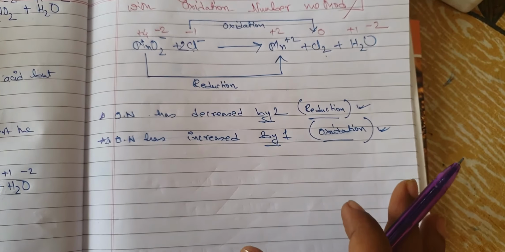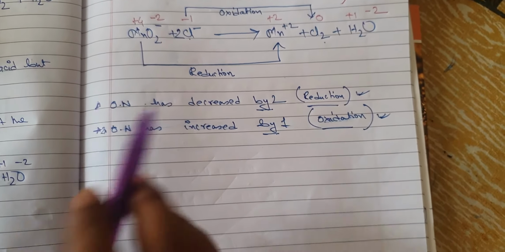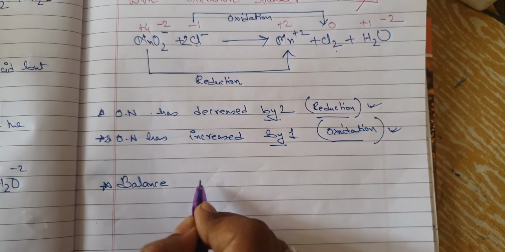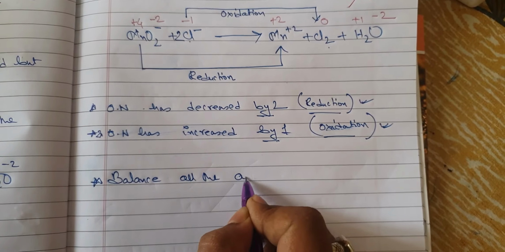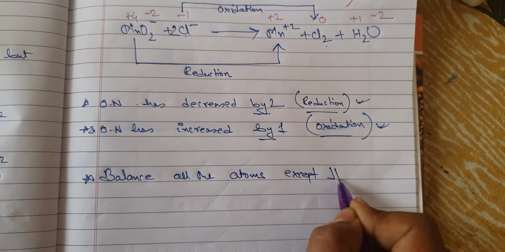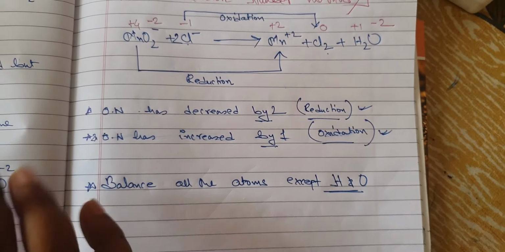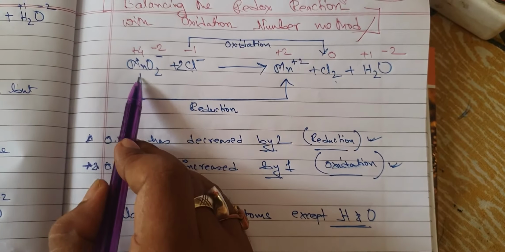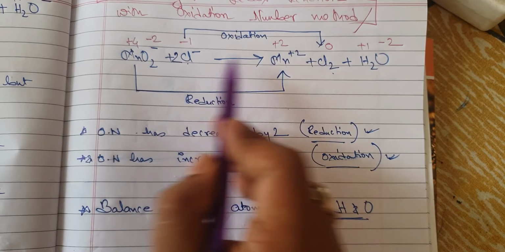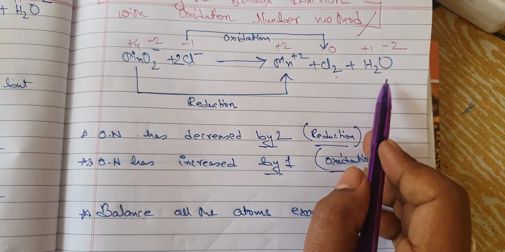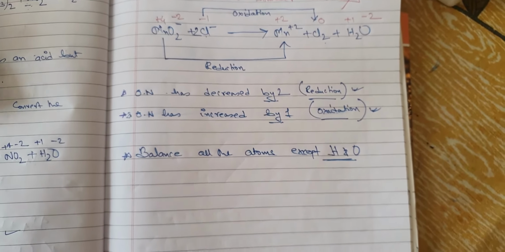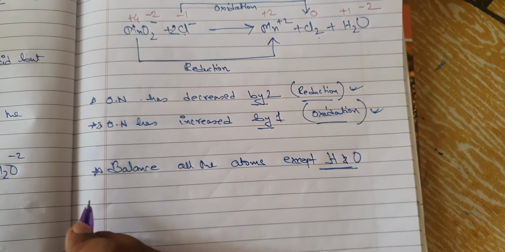balance all the atoms directly except hydrogen and oxygen. So Mn, Mn, oxygen no need to balance, Cl, Cl balanced. Hydrogen and oxygen no need to balance. Done. Now what to do? Balance O atoms by adding H2O.